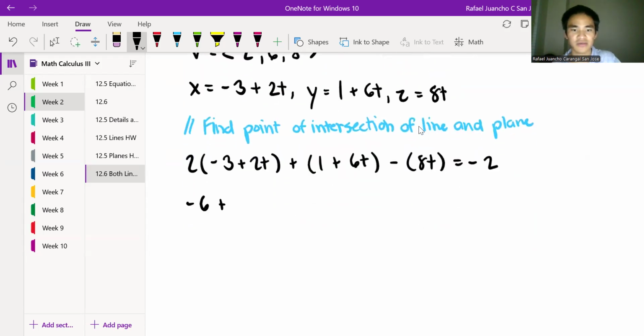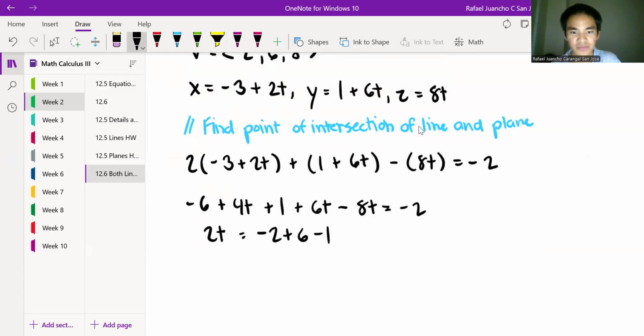So we have negative 6 plus 4t plus 1 plus 6t minus 8t equals negative 2. You know the drill. We just put all the t's on one side. So 4t plus 6t minus 8t is 2t. Negative 2 plus 6 minus 1 is 3. So t is 3 over 2.